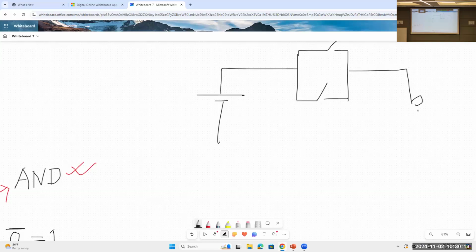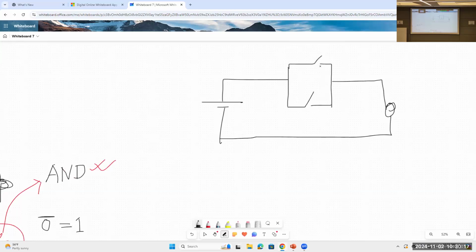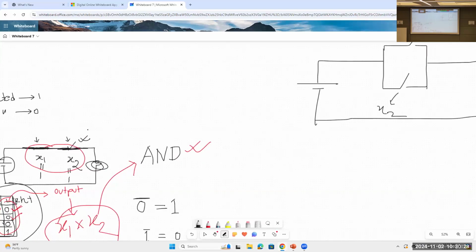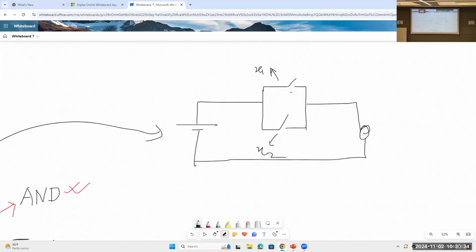Suppose this is the bulb, a light. Now this is x1. This is x1 and this is x2. Okay. Now what is the difference between these two circuits? Simply, they were in series and they are here in parallel.